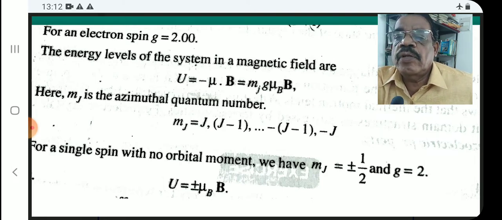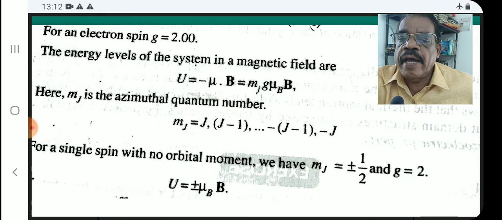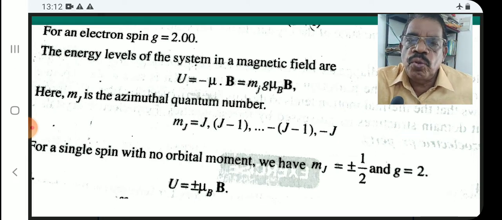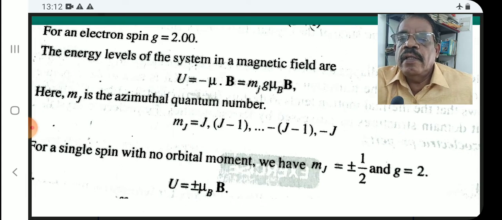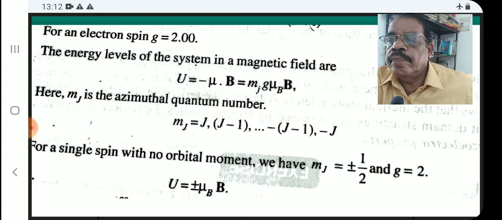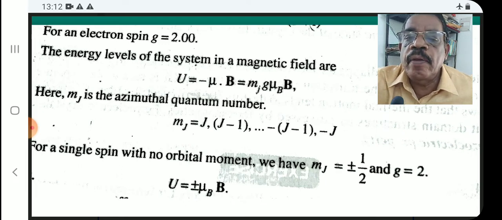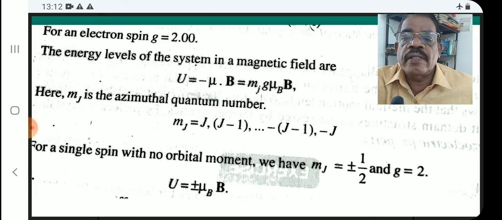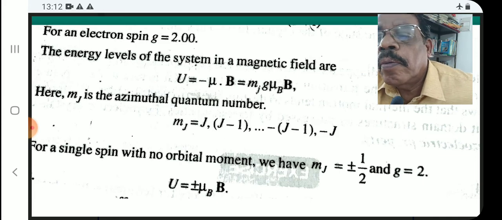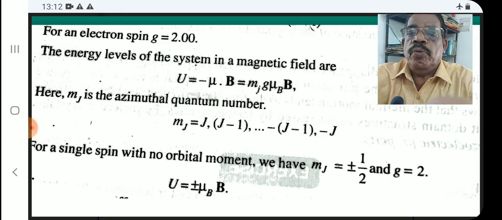Here mj is the azimuthal quantum number. mj can have 2j plus 1 values, and they are j, j minus 1, etc., down to minus j. For a single spin with no orbital moment, we have mj is equal to plus or minus half, g is 2, hence U is equal to plus or minus mu b into B.